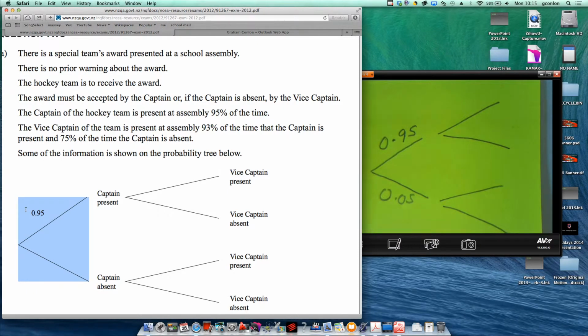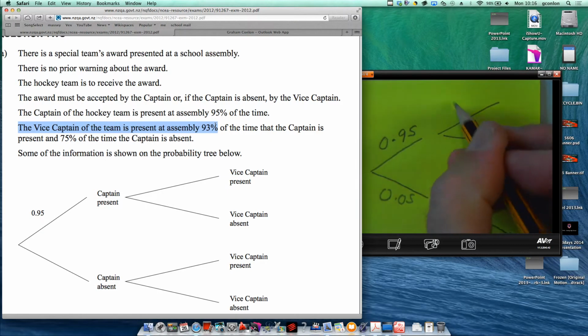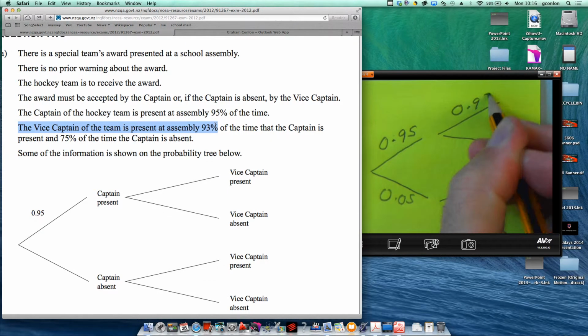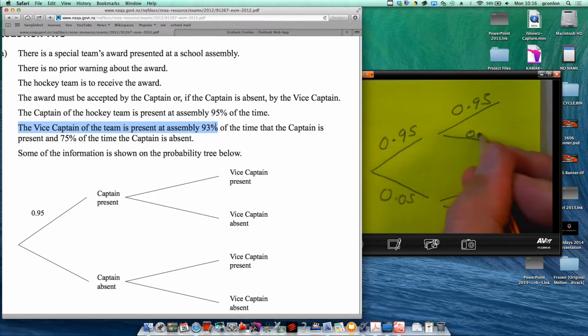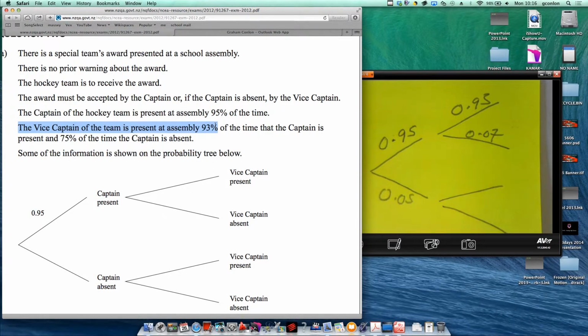Now it says the vice captain of the team is present at the assembly 93% of the time that the captain is present. So if the captain's present, the vice captain is also present, so that's 0.93. And so that must be 0.07 because those two add up to 1.